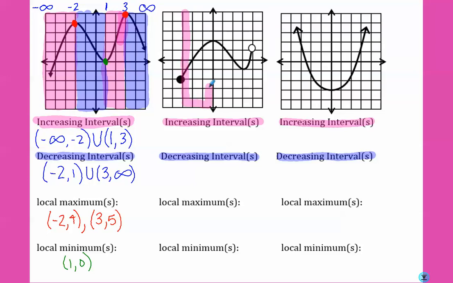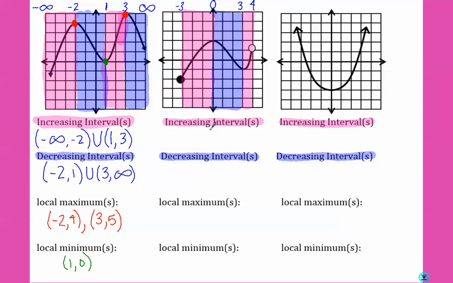So I'm going to highlight from my endpoint to where it changes. And then over here, it increases again for a little bit. And then my decreasing interval is just the one in the middle. Then I'm going to label the top. So we start at -3 this time. It changes at 0. It changes at +3, and then it stops at +4.